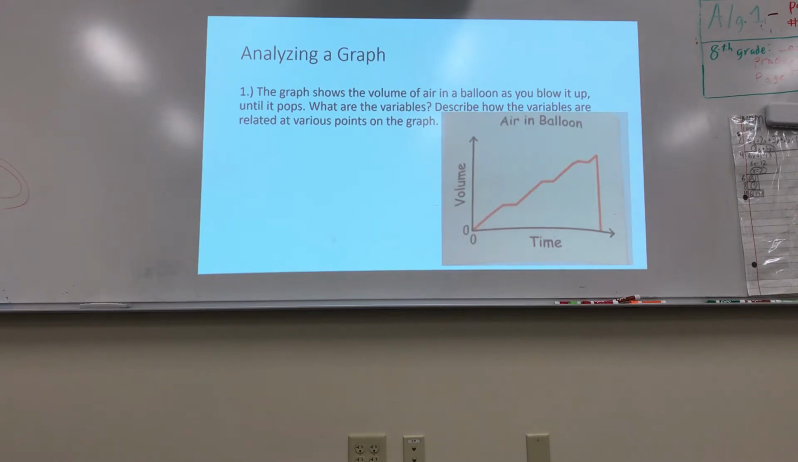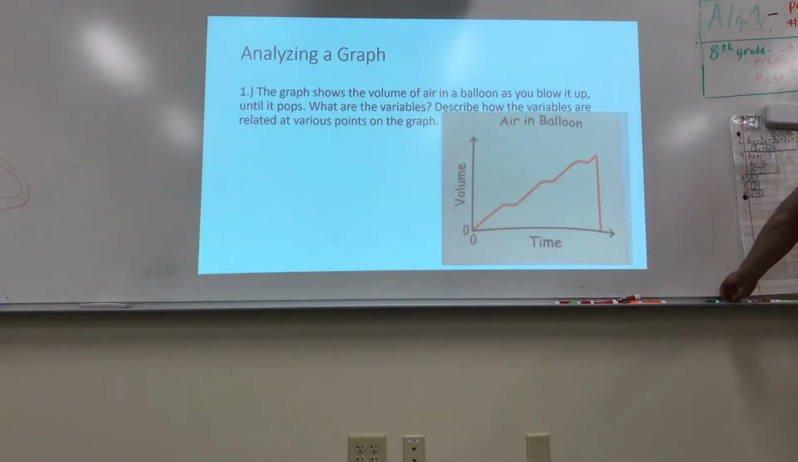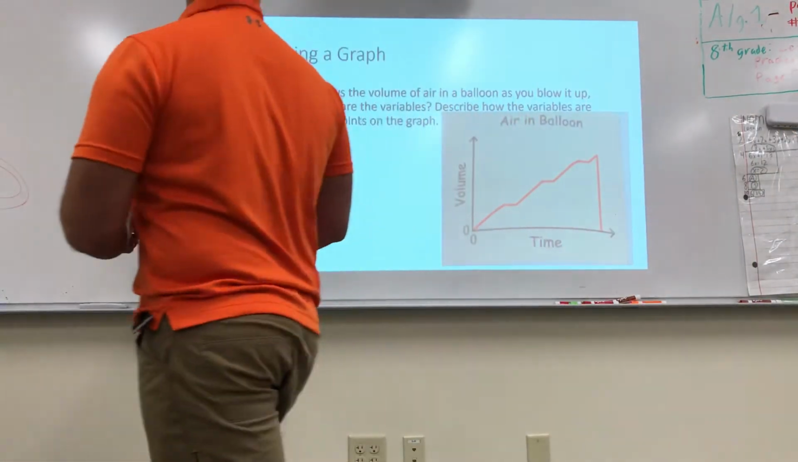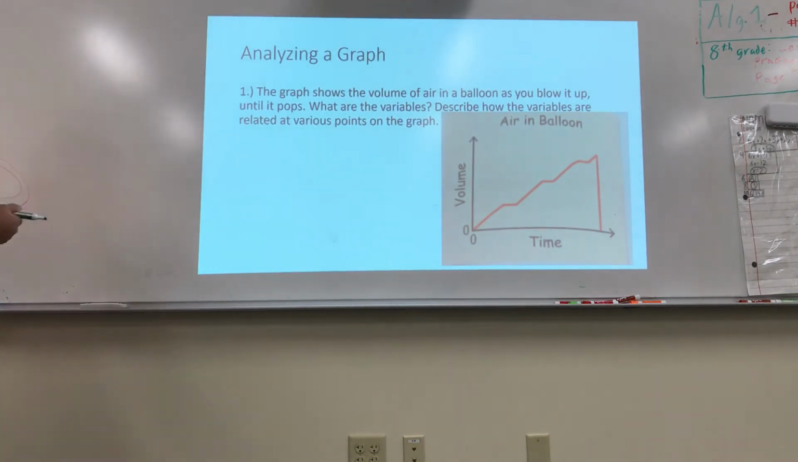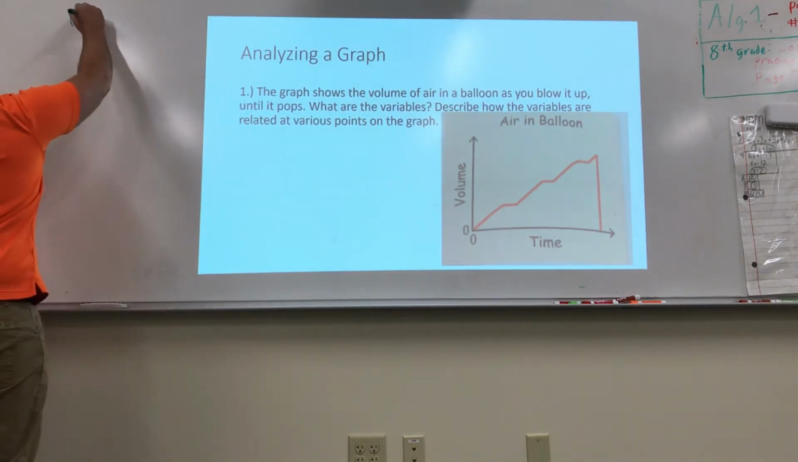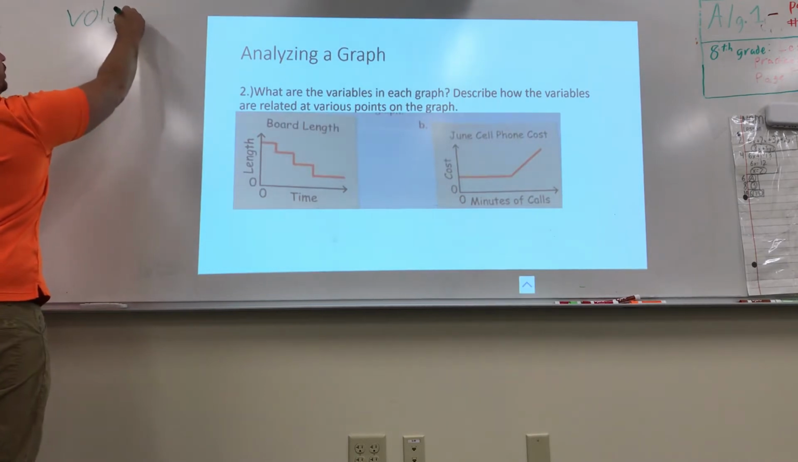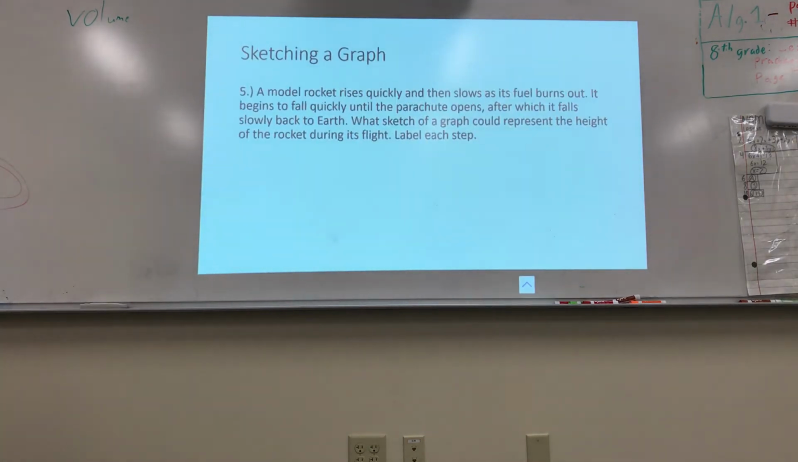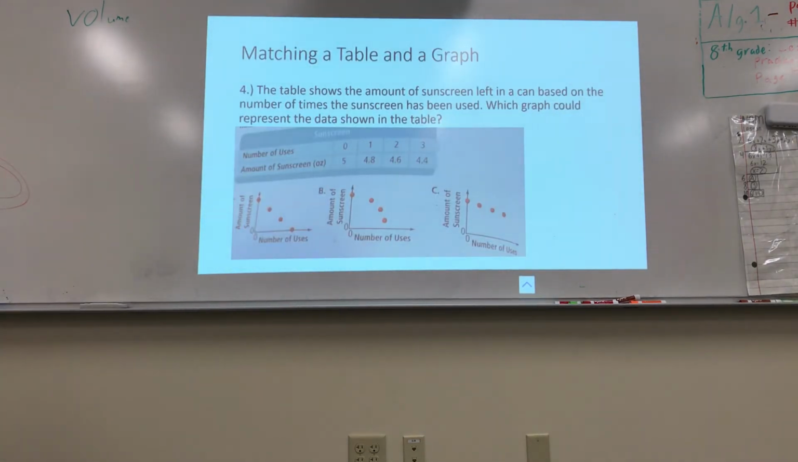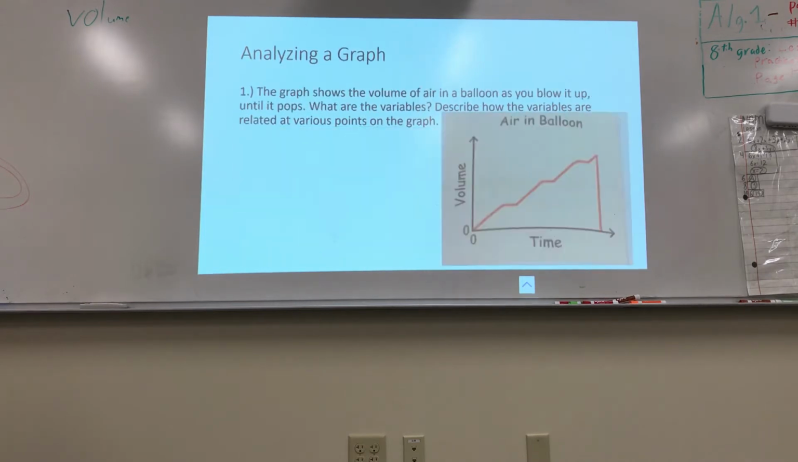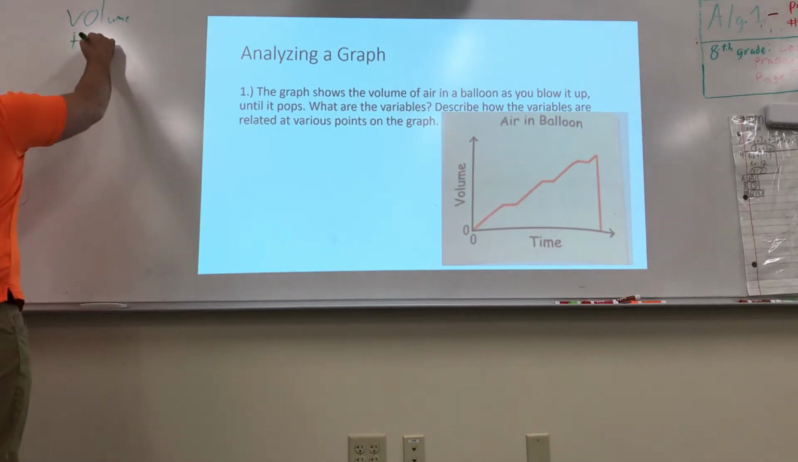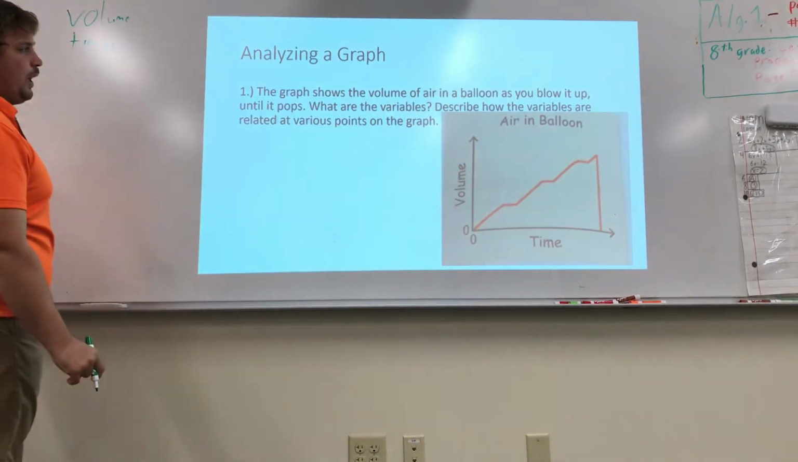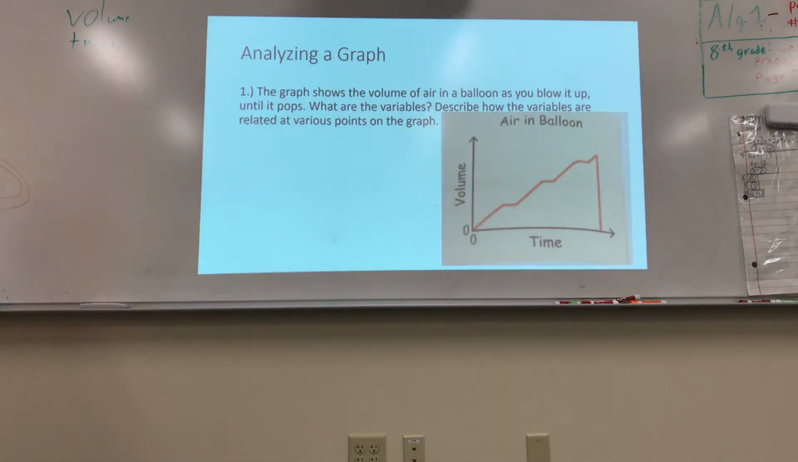What are the variables? Well, the variables just happen to be, this time, your two labels on the side of your graph. So one's going to be volume, because that's going to change, and the other one's going to be time. So those are my two variables. Okay? Now describe how the variables are related at various points.